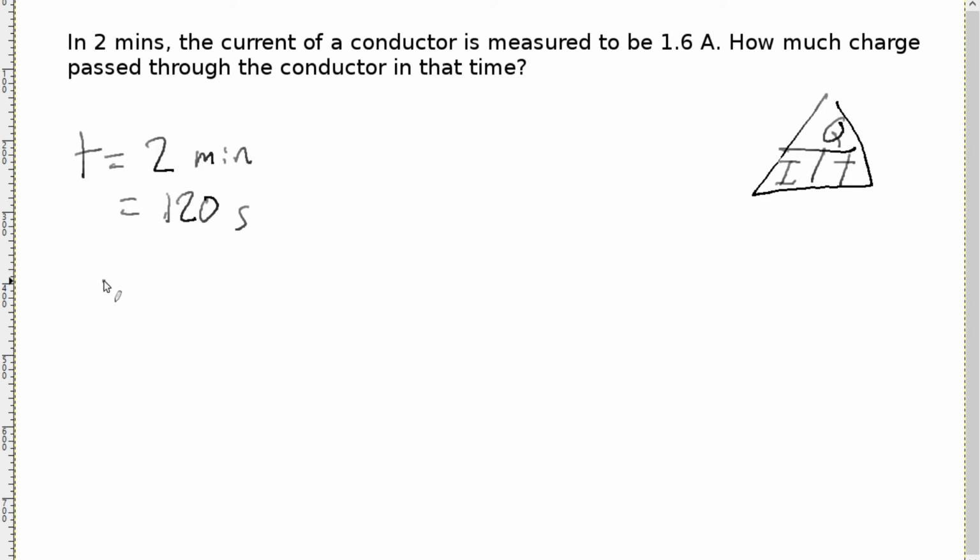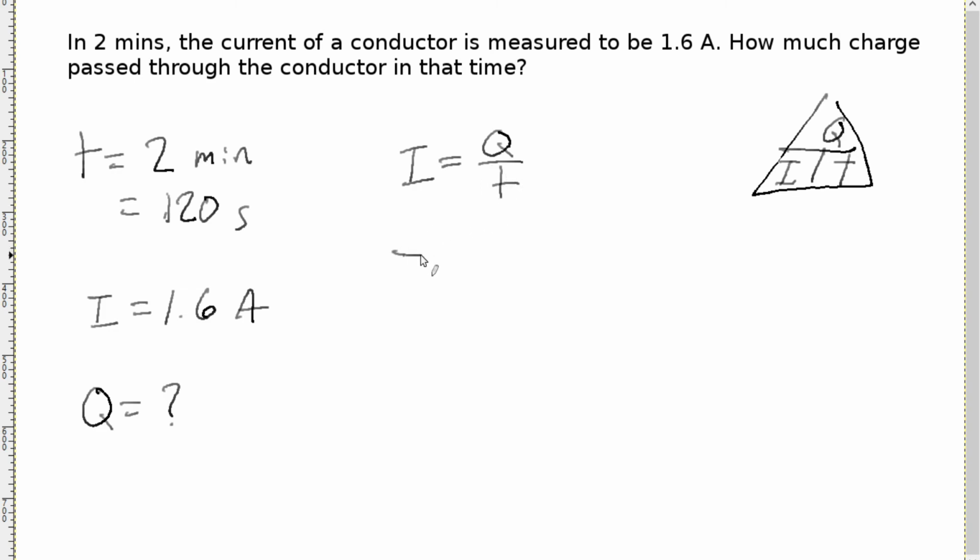The current of a conductor is measured to be 1.6. So I equals 1.6 amps. How much charge is passed through the conductor in that time? So Q, we don't know. So we're going to need to change up our formula again to solve for Q. This time it's a little bit easier. We can multiply just the T out. So we get I times T equals Q.